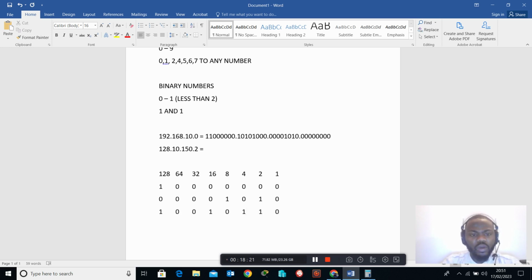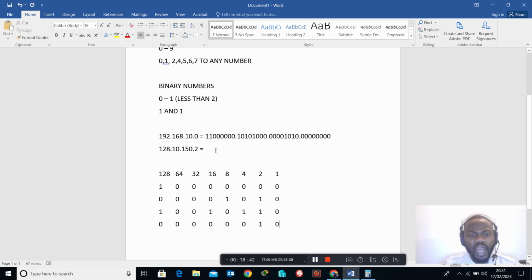And lastly, we have dot 2. So this is going to be 0, because 128 is bigger than 2. 64 is bigger than 2. 32 is bigger than 2. 16 is bigger than 2. 8 is bigger than 2. 4 is bigger than 2. Then 2 is equal to 2. And then the last one, we don't have anything again.